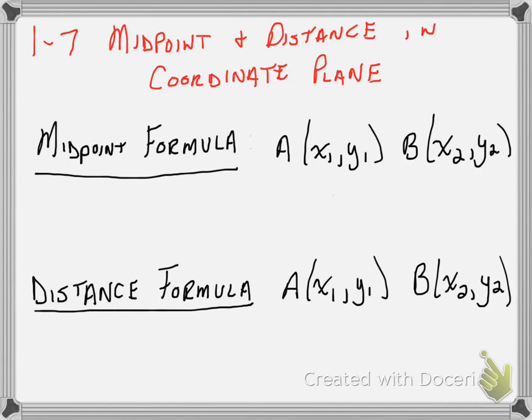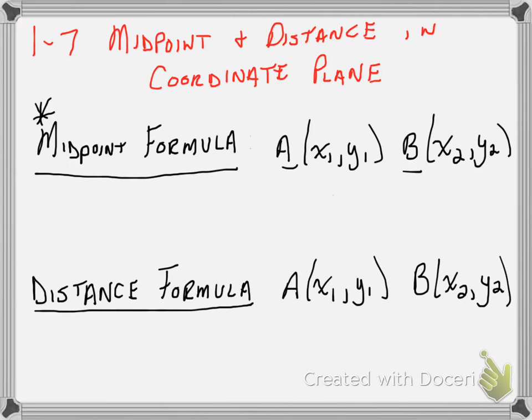Okay guys, 1.7, midpoint and distance in the coordinate plane. There are two formulas that you need to know to start this: the midpoint formula and the distance formula. When you're dealing with the midpoint formula, it's going to involve two points, point A and point B, with x sub 1, y sub 1, x sub 2, y sub 2. That's just the notation for the points that you're going to have here.